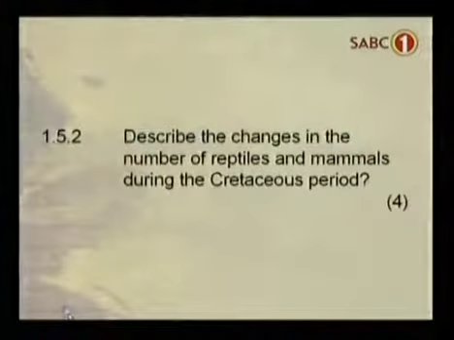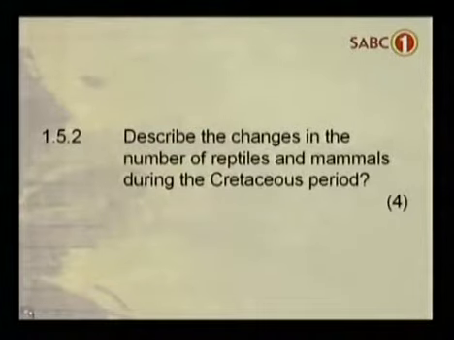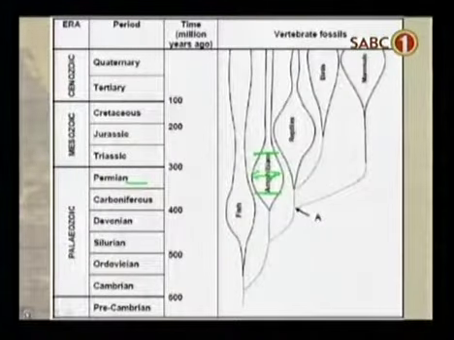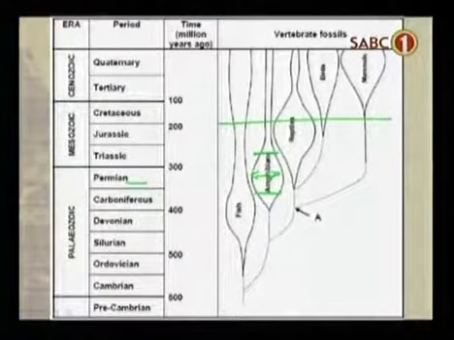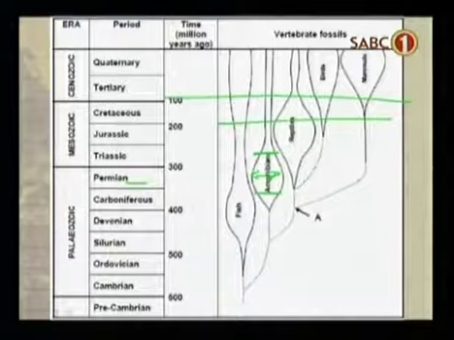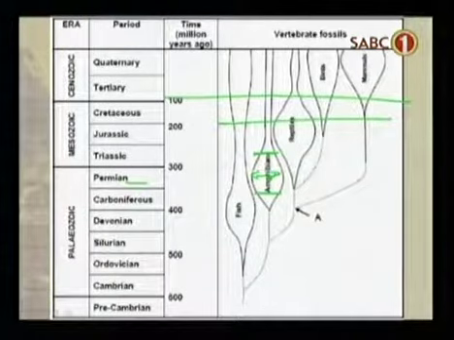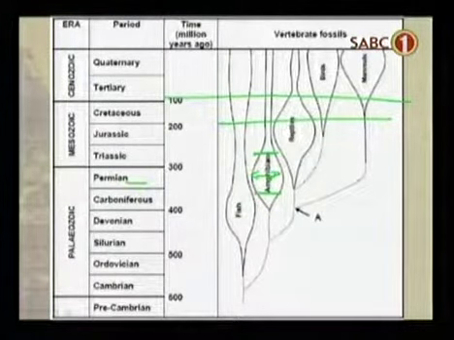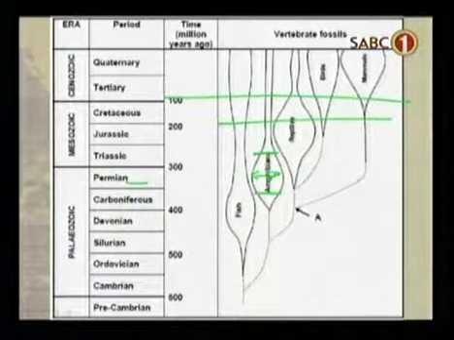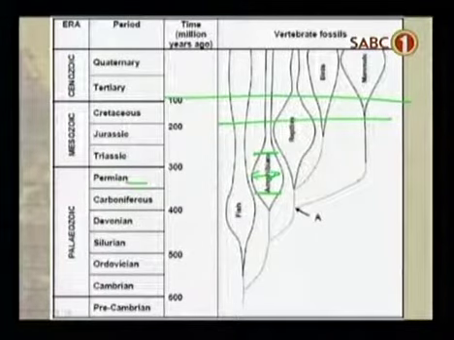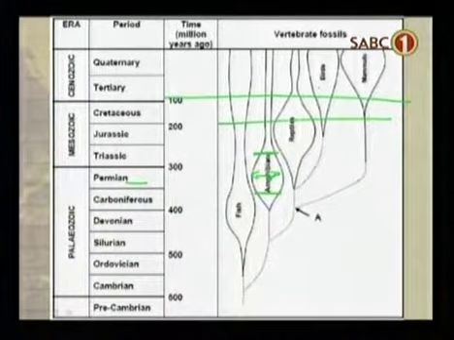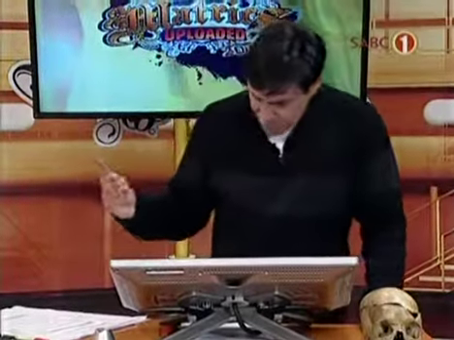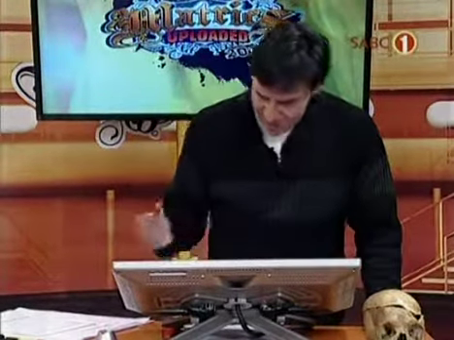1.5.2: describe the changes in the number of reptiles and mammals during the Cretaceous period. So if I go back to my diagram, if I go to the Cretaceous period, that's that period over there, more or less. What can I see? I can see that during that Cretaceous period, the number of birds started off getting less. What am I looking at here? Birds and mammals. I'm looking at birds and mammals, am I not? Yes, mammals right at the end.